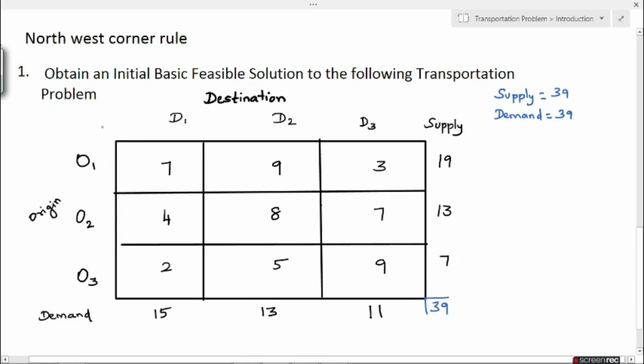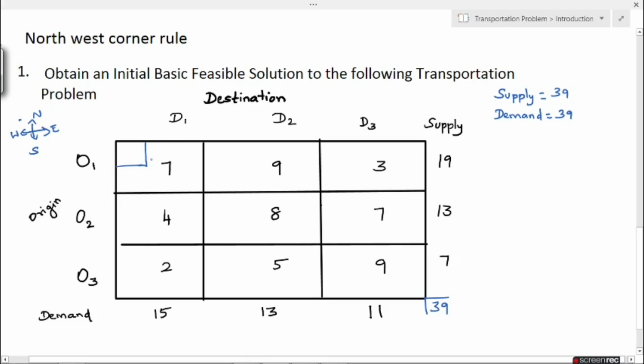So now we have to solve the problem by using northwest corner rule. The name itself tells us, that is northwest corner. So we have to start the problem from the northwest corner side. We all know the directions: this is north, south and east, west. So the northwest corner point is this point. In the whole table, the northwest corner side is this point, that is origin 1 and destination 1. So we have to allocate at origin 1 and destination 1.